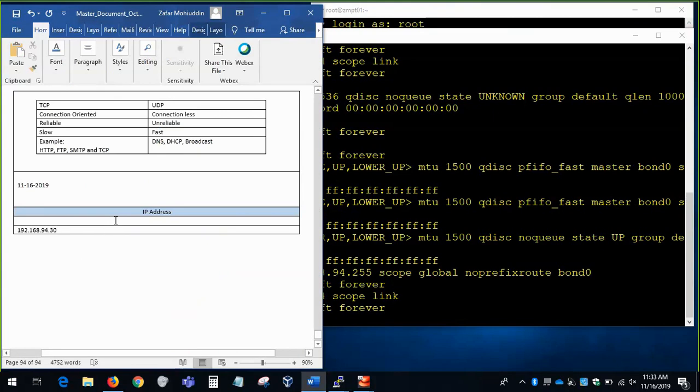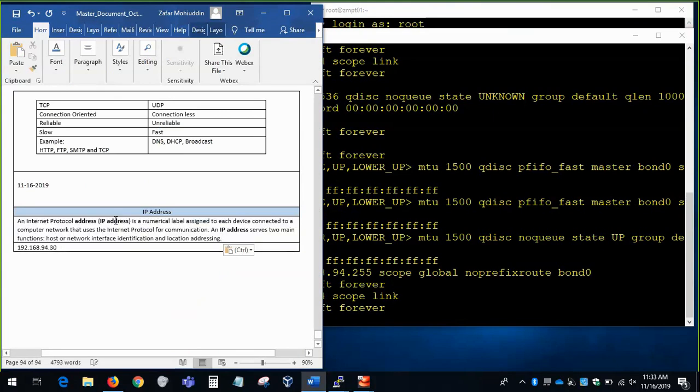So, in a nutshell, this is the perfect definition. IP address stands for Internet Protocol Address. It is a numerical label assigned to each device connected to a computer network that uses the Internet Protocol for communication. So it's going to use the Internet Protocol, either TCP or UDP. An IP address serves two main functions: host or network interface identification, and location addressing.